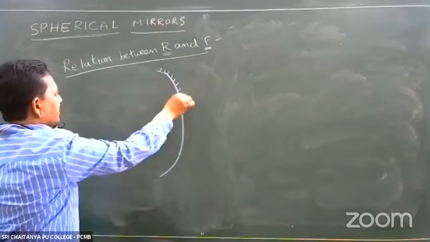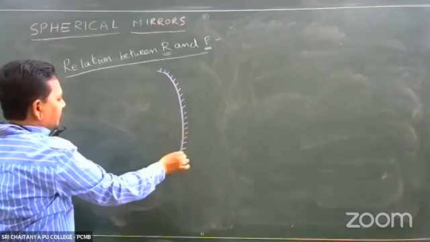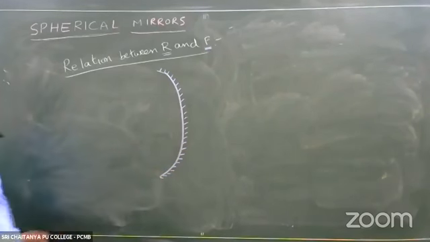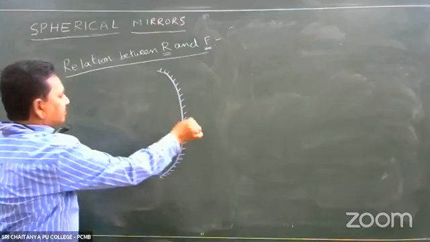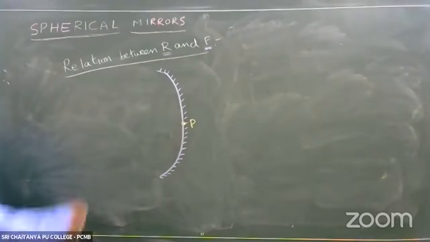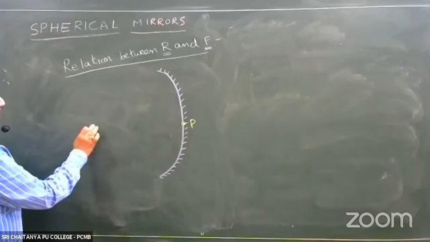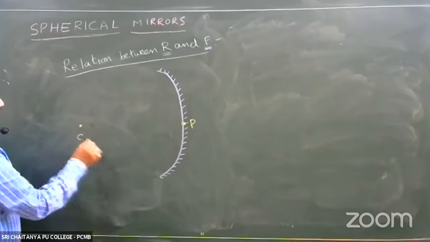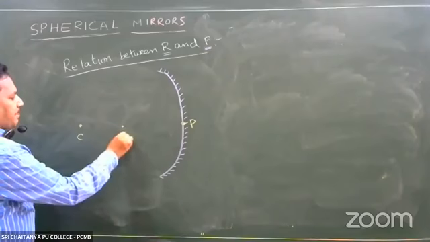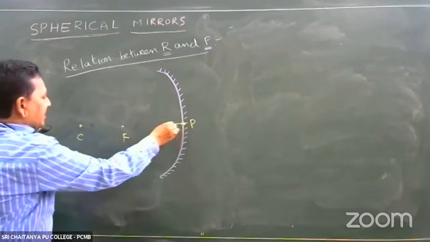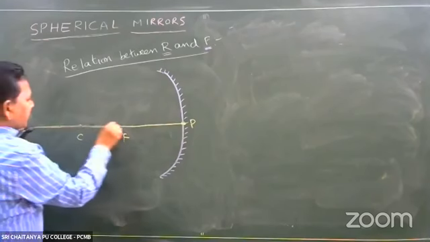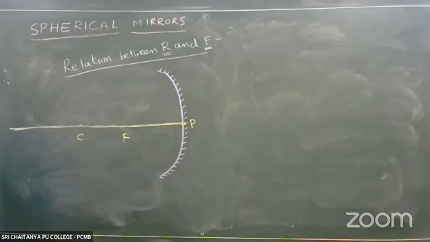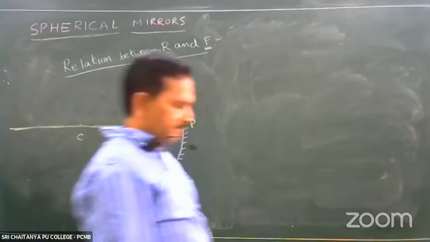Outer surface is polished. Inner surface is a reflecting surface. P is the pole of the mirror. C is the center of curvature. F is the principal focus. The straight line joining the pole and the center of curvature is the principal axis.